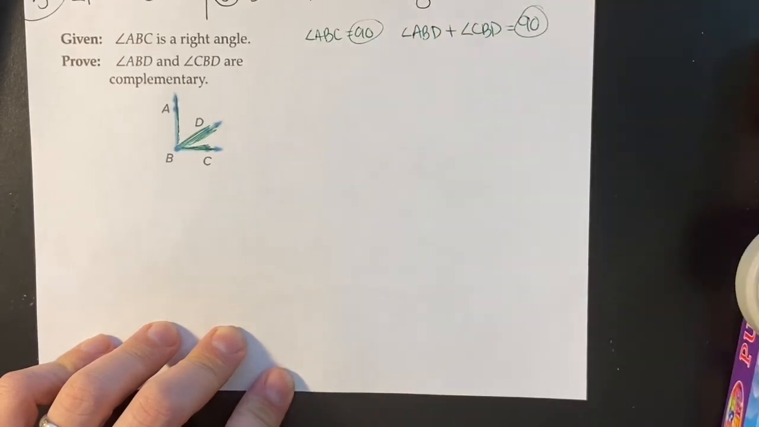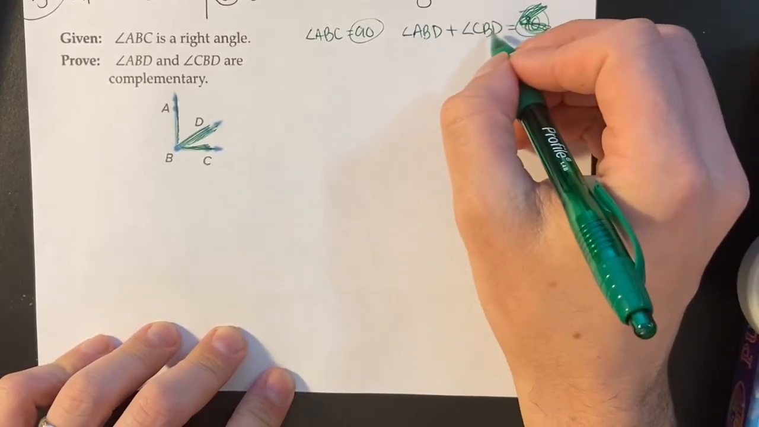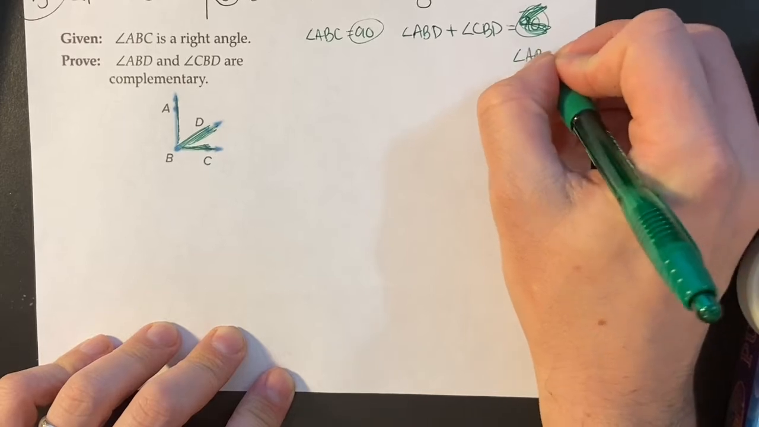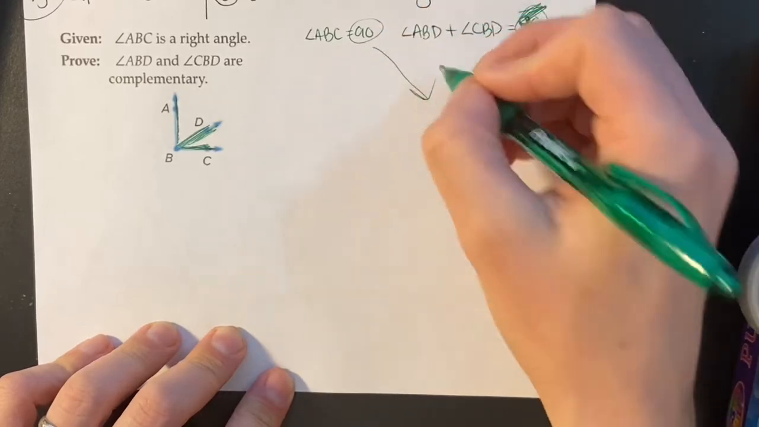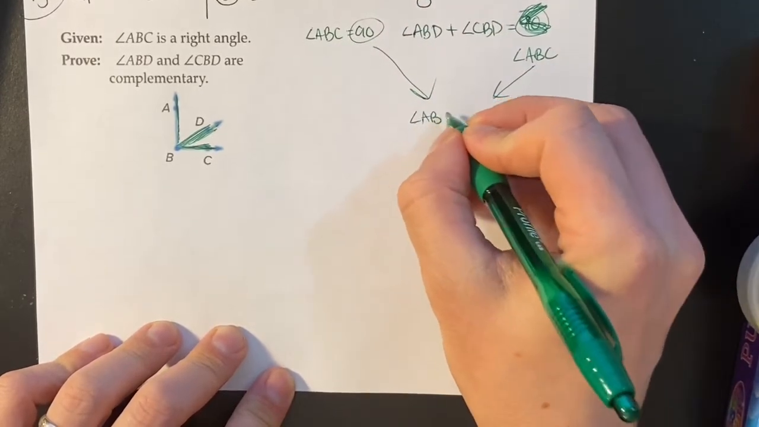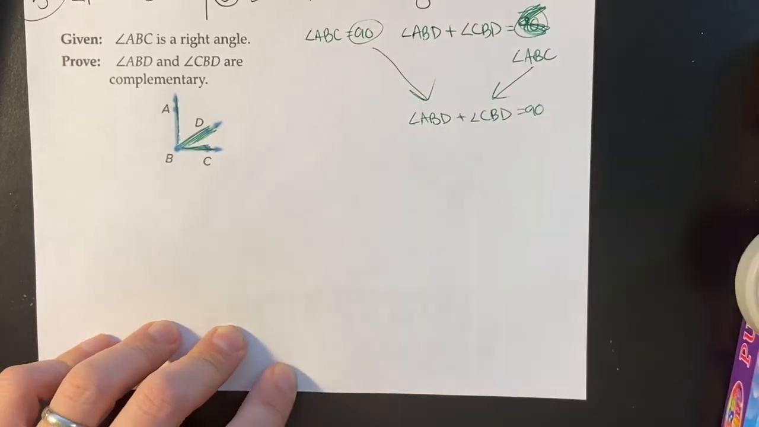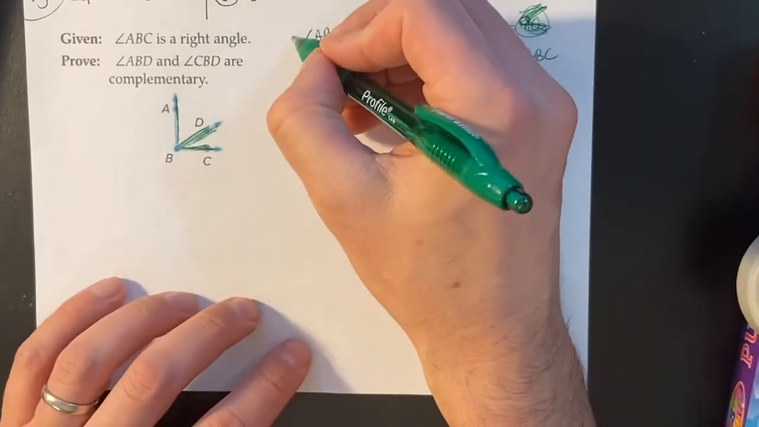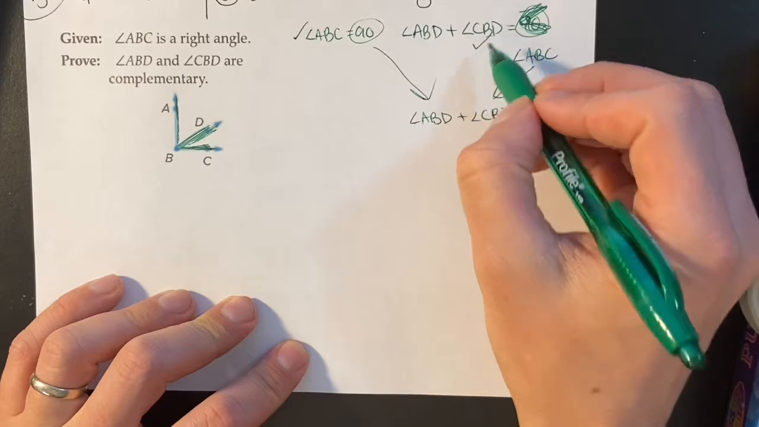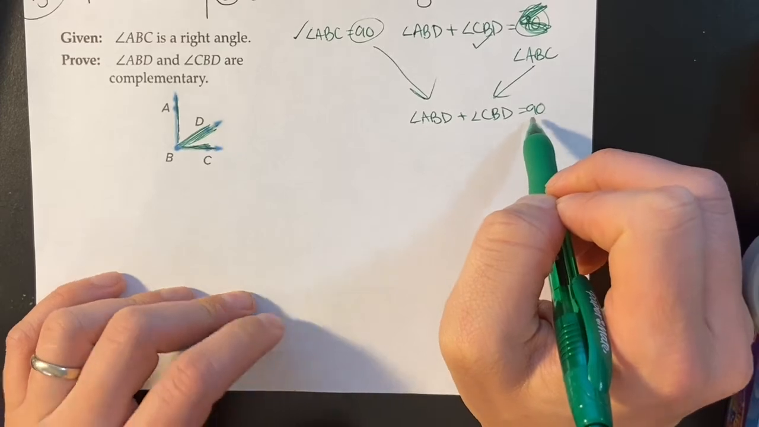well, you know what I actually need to do first? I kind of jumped the gun there. Angle ABD plus CBD equals ABC is what I should have said. And then from there, I can replace ABC with 90. So angle ABD plus angle CBD equals 90. And therefore, I can say that they're complementary. So what I'm going to do is start out by saying ABC is 90 degrees. Then I'm going to say ABD and CBD equals ABC. And then I'm going to replace ABC with 90 degrees. And then from there, I can say complementary.